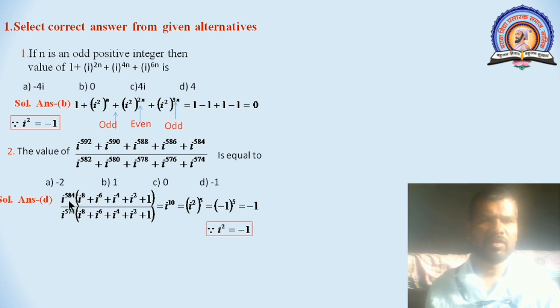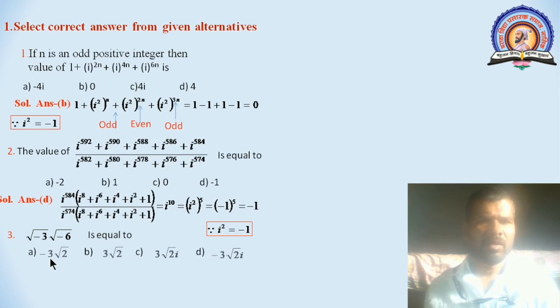By using the laws of indices, i^584 divided by i^574 becomes i^10. We convert this i^10 as (i squared) raised to 5. We know that the value of i squared is minus 1, and minus 1 raised to an odd power is minus 1. So the correct option is minus 1, option D.